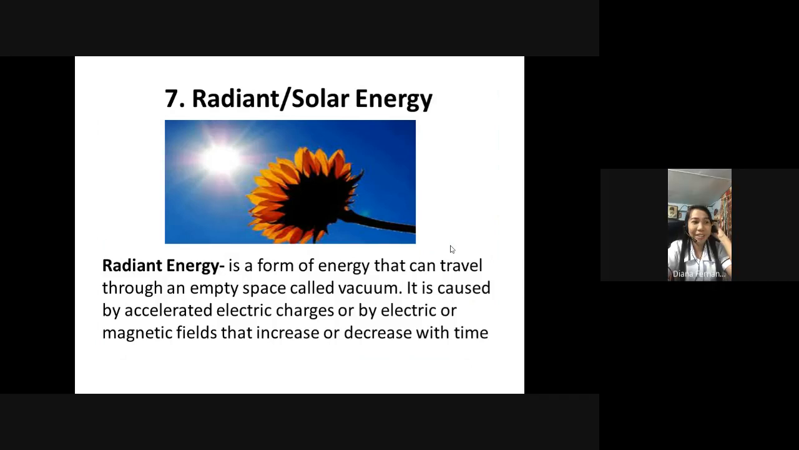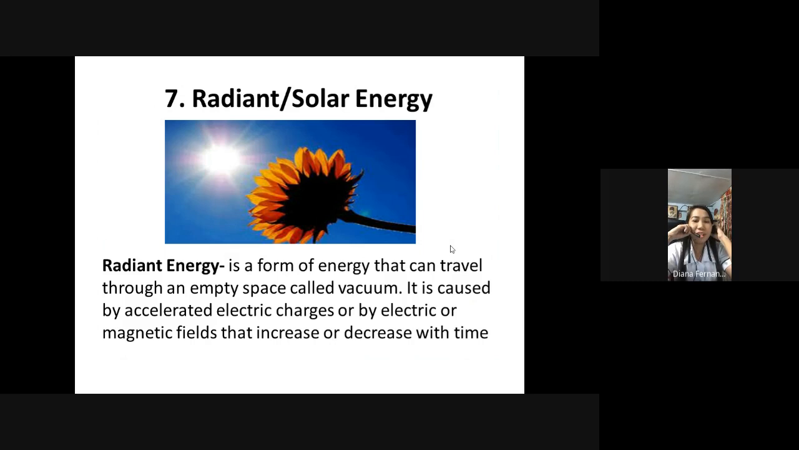So we also have radiant energy. Who can read the description? Okay, Aryan, please read the description of radiant energy. Radiant energy is a form of energy that can travel through an empty space called vacuum. It is caused by accelerated electric charges, or by electric or magnetic field that increase or decrease with time.